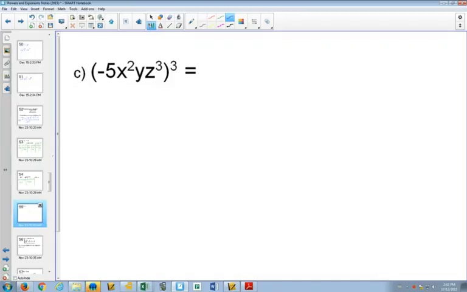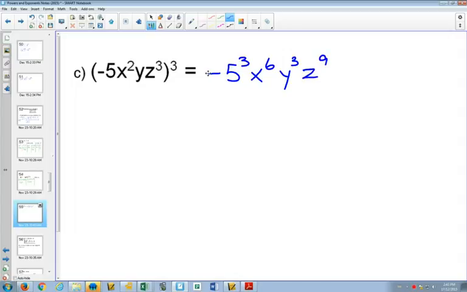So, if we look at this one, the law says since this is all multiplying inside, this exponent on the outside is going to go to each and every one of them. If the exponent of 3 goes to a negative, your answer will be negative, because 3 negatives stays negative. If the exponent of 3 goes to the 5, you'll have 5 cubed. If the exponent of 3 goes to x squared, you'll have x to the 6th. If the exponent of 3 goes to y, you'll have y to the 3. And if the exponent of 3 goes to z to the 3, we'll get z to the 9.